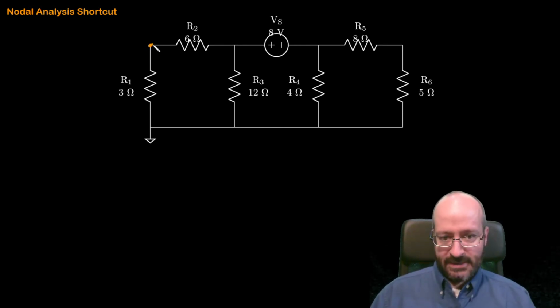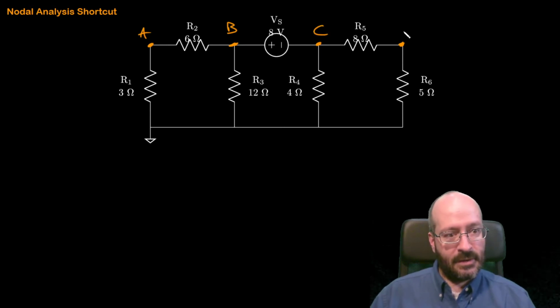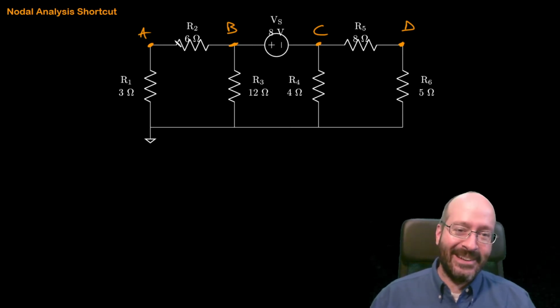I just went ahead and put it in the center this time, but we got 4 non-reference nodes, just like we did before. A, B, C, D. Remember when you learned the alphabet? You needed it for college. Here it is. Okay, A, B, C, D.